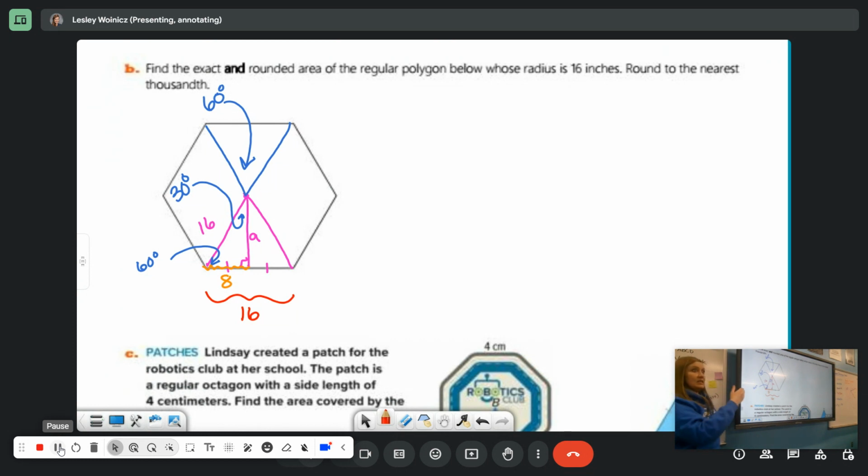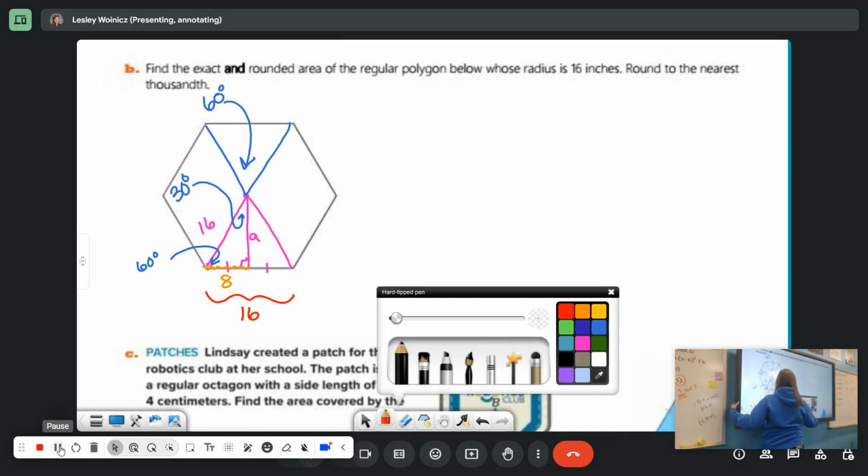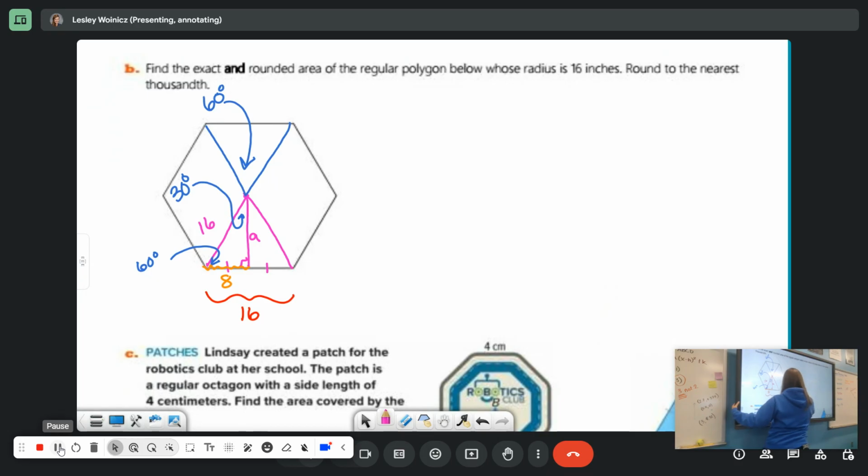Okay, I have a 30, 60, 90. The apothem happens to be the long leg of that triangle. Somebody tell me what my apothem is. 8 root 3. You got it. So now I know all of the things. This is my S. This is my A. And my N is 6.